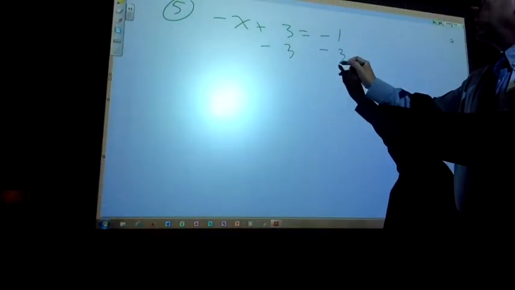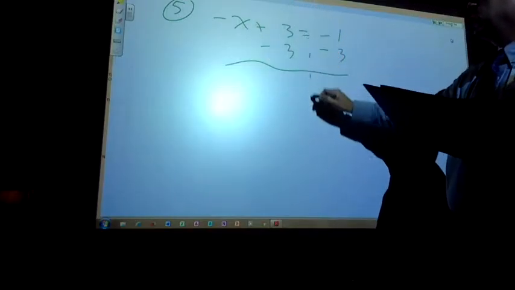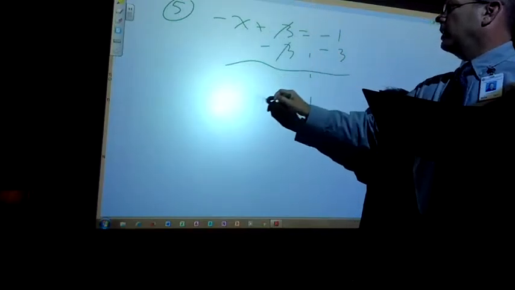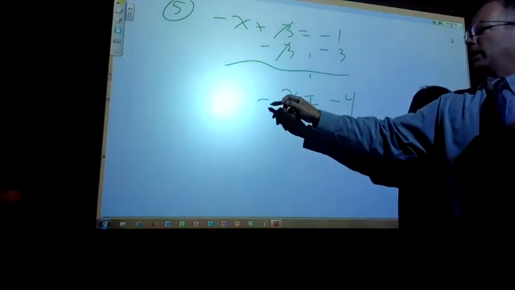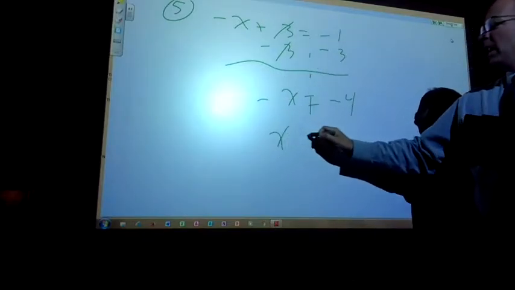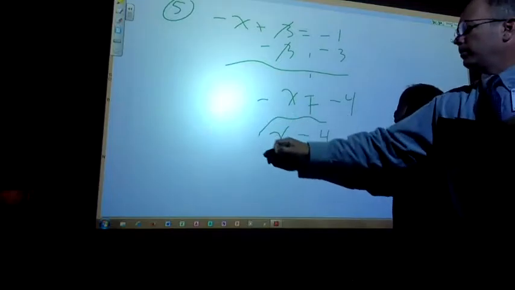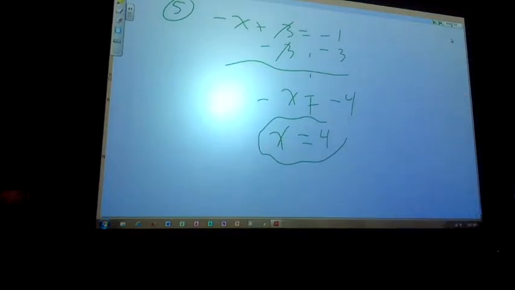Subtract 3, subtract 3. That cancels that. -x is equal to -4. You don't want a negative variable, so multiply both sides by -1. There you go. Could you do 9?